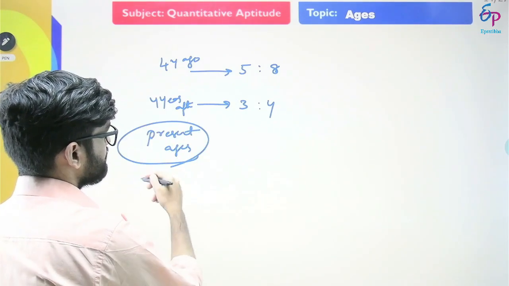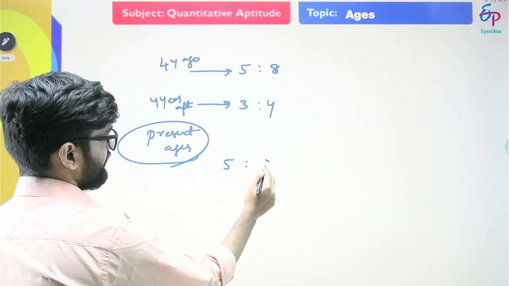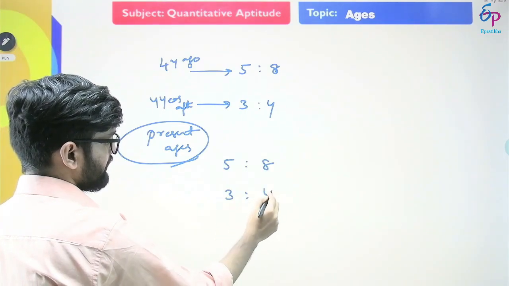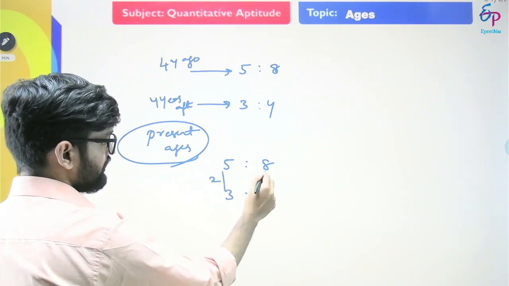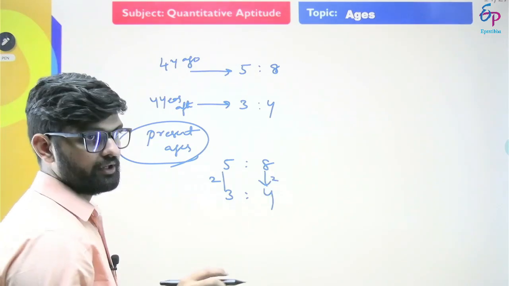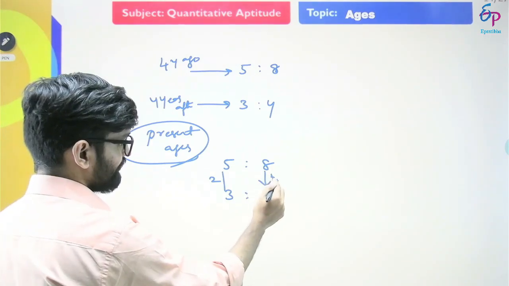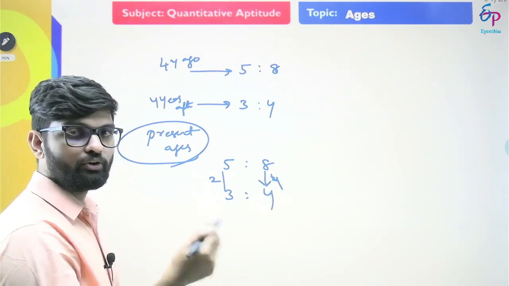What are the present ages? See here, this is 5:8 and this is 3:4. What is the part difference here? Part difference is 2 and the part difference is 2 here. Sorry, not 2, this is 4. Okay, part difference is not equal. How to make it equal?